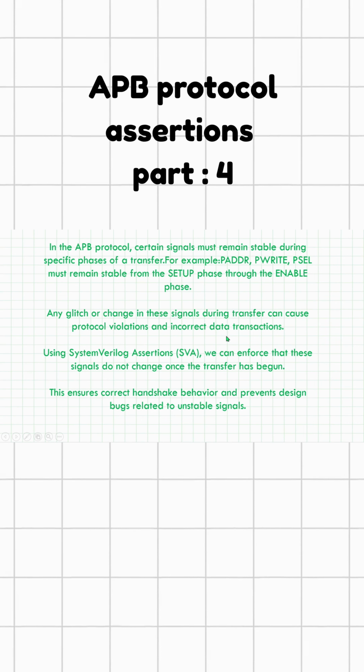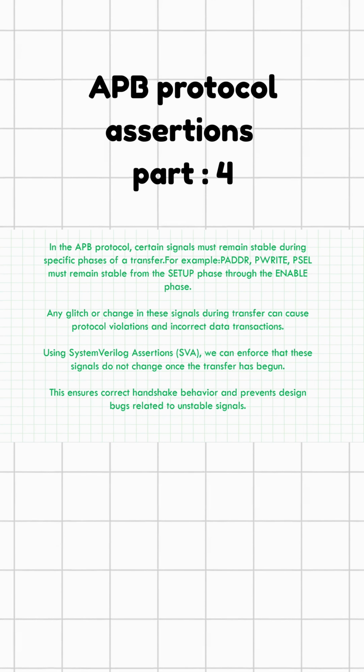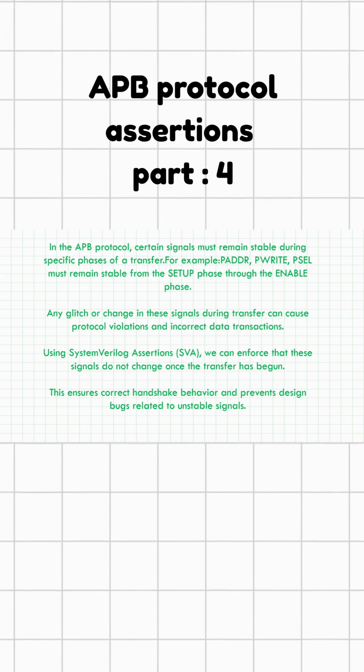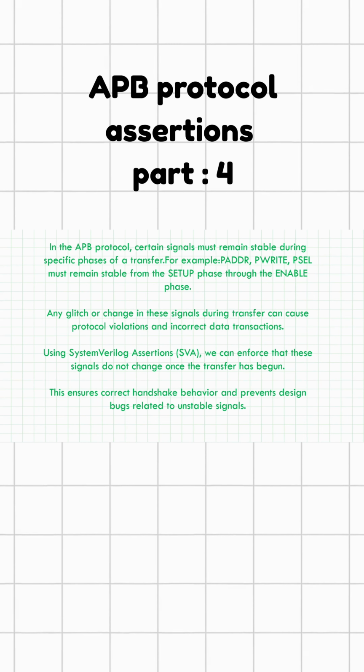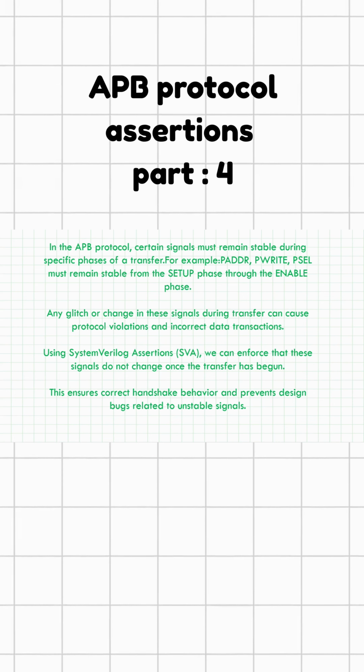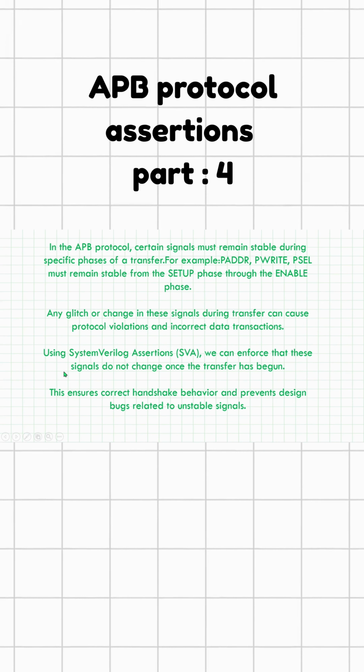As you can see, our FSM says that if this signal is 00, then idle phase will be there, like PSEL or PENABLE, but it doesn't say what our other signals are doing when these two signals are there. So we will check our other signals as well.